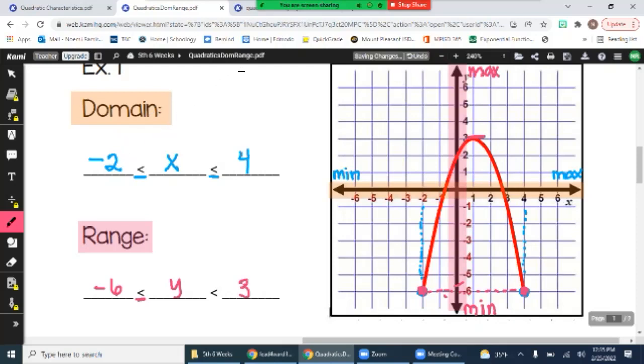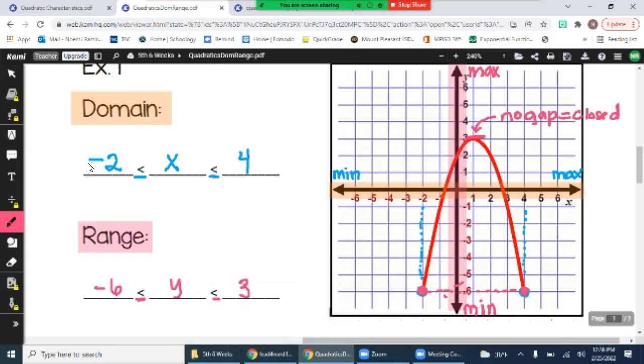And unless you physically see a gap, which you won't, not in Algebra 1, you will not see a gap. It's considered to be closed. No gap equals closed circle. If there's no gap, it's closed. And there's my range. That is the full answer for the range. Questions on this one?